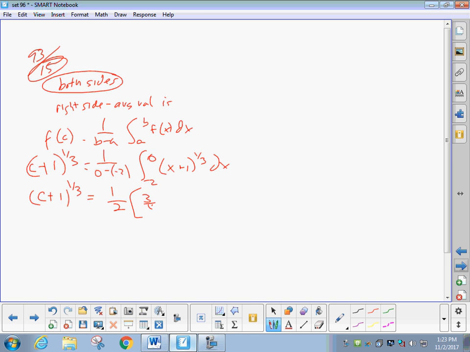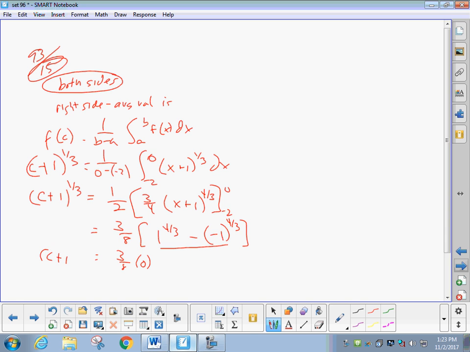So 3 fourths x plus 1 to the 4 thirds. Do you agree with my antiderivative? Okay. I'm going to combine the 3 eighths out front. Now that would be 1 to the 4 thirds minus negative 1 to the 4 thirds. And people were calling that 2. And that, I believe, is your error. What is negative 1 to the 4 thirds? 1. It's 1, not negative 1. And so this should be 0 here.